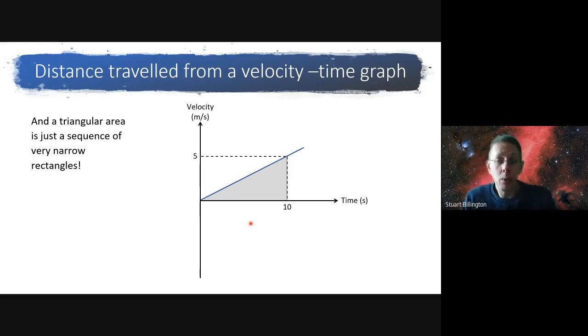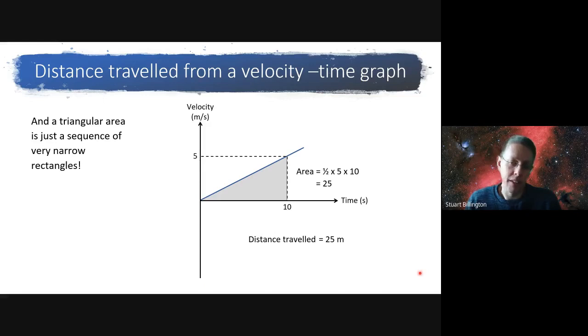So now we can use this information that the area trapped underneath the line of a velocity time graph is the distance traveled. So in this particular case, the area is a half base times height. A half times 10 times 5 gives us 25. So this object actually travels 25 meters in the time of 10 seconds.